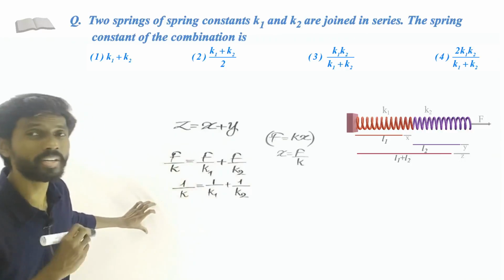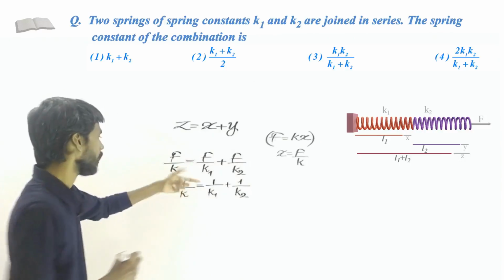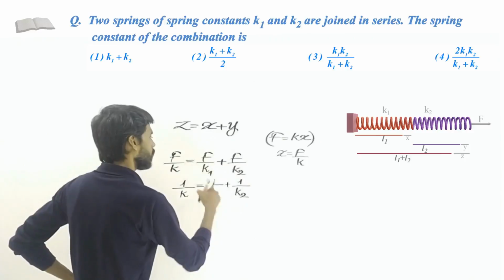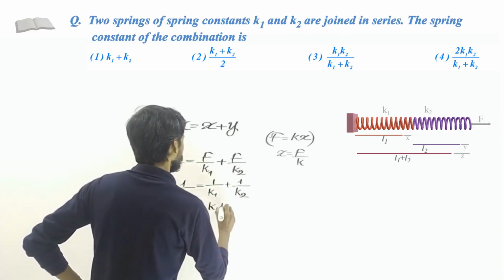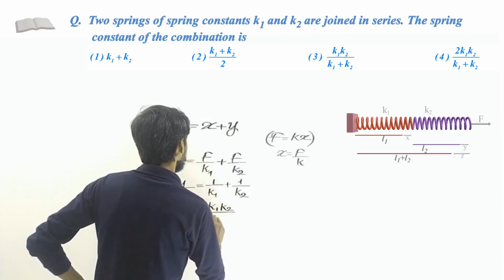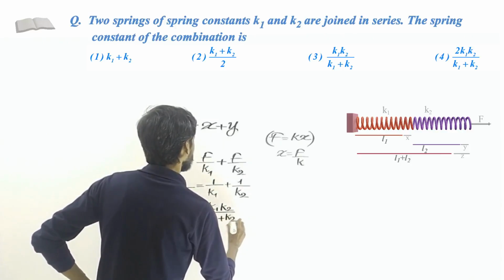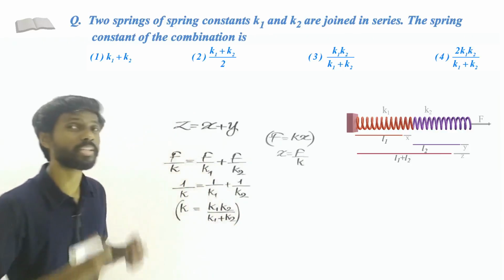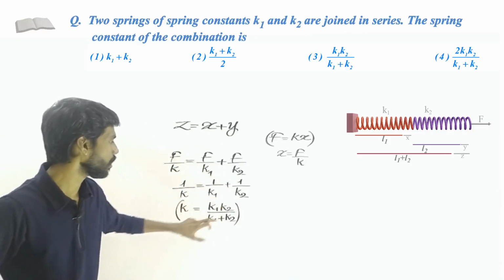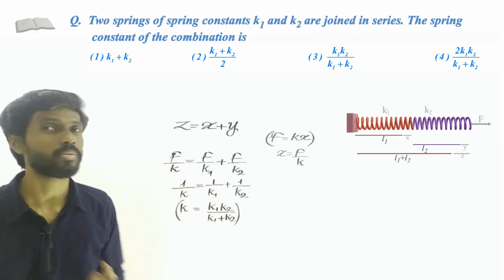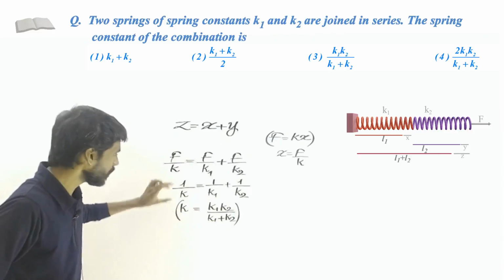So the effective spring constant K can be found. You can multiply, so K1 K2 divided by K1 plus K2. So K can be written as K1 K2 divided by K1 plus K2. This is the effective spring constant of the combined springs. Yes, K equals K1 K2 divided by K1 plus K2. Is that okay? Now we can generalize this.